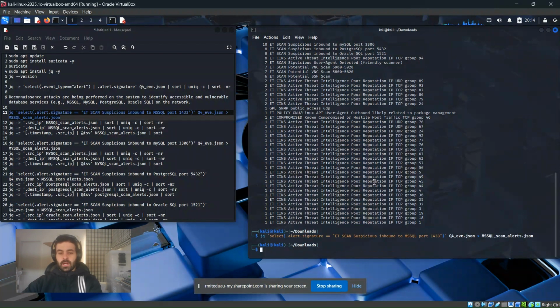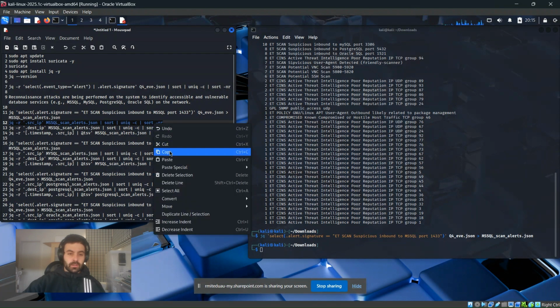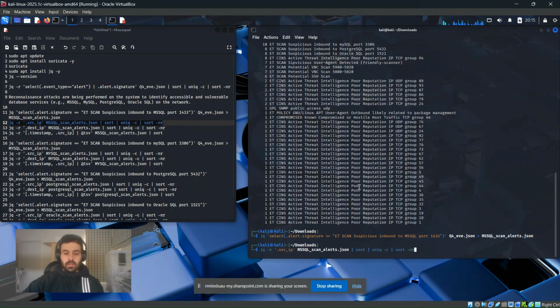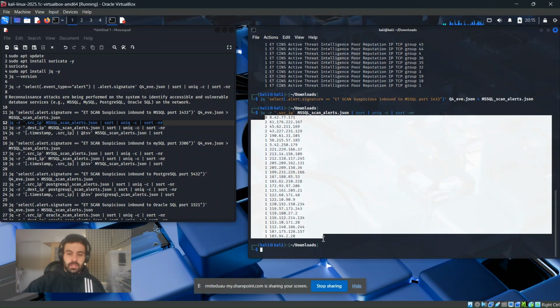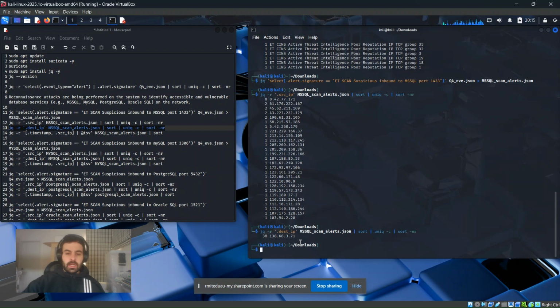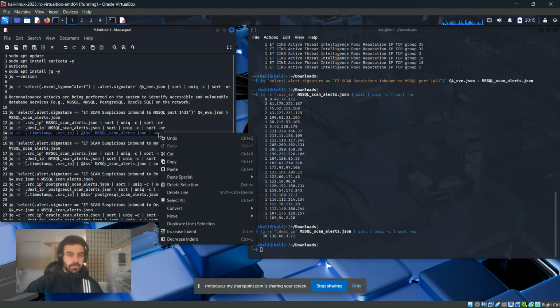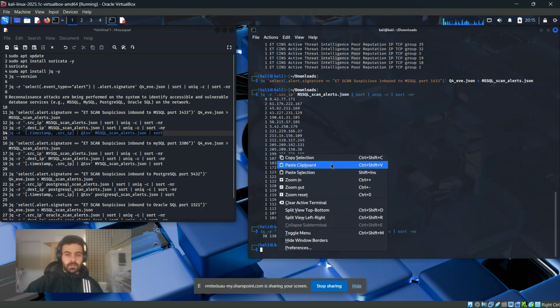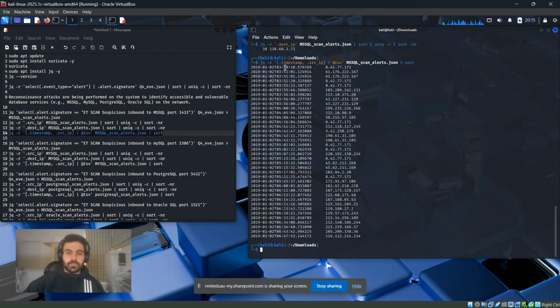So I'm just going to create a file for the MSSQL alerts. We can see the IP addresses that were attacking. So a lot done by 8.42.77.171, and we can see which IP they were attacking, which is the 138.68.3.71. We'll also be able to see at what times these IP addresses were attacking.